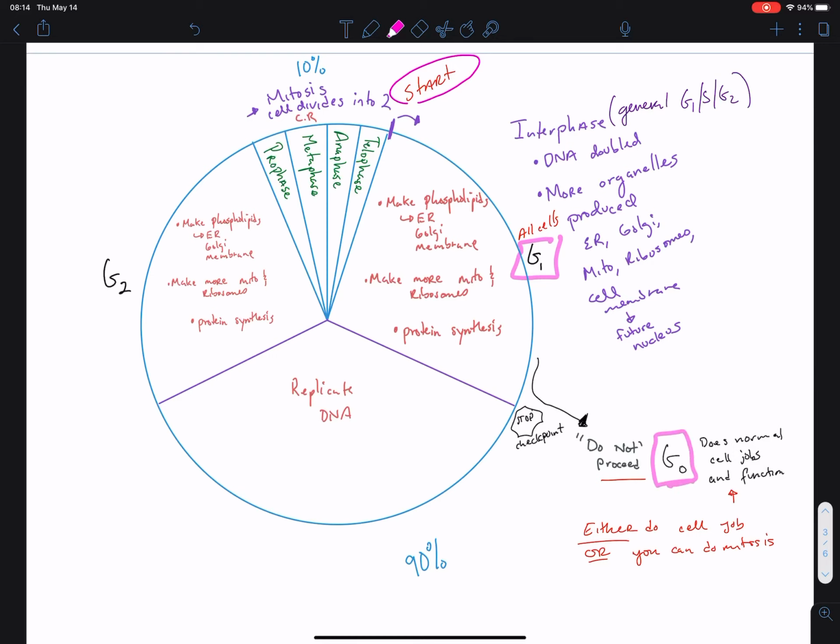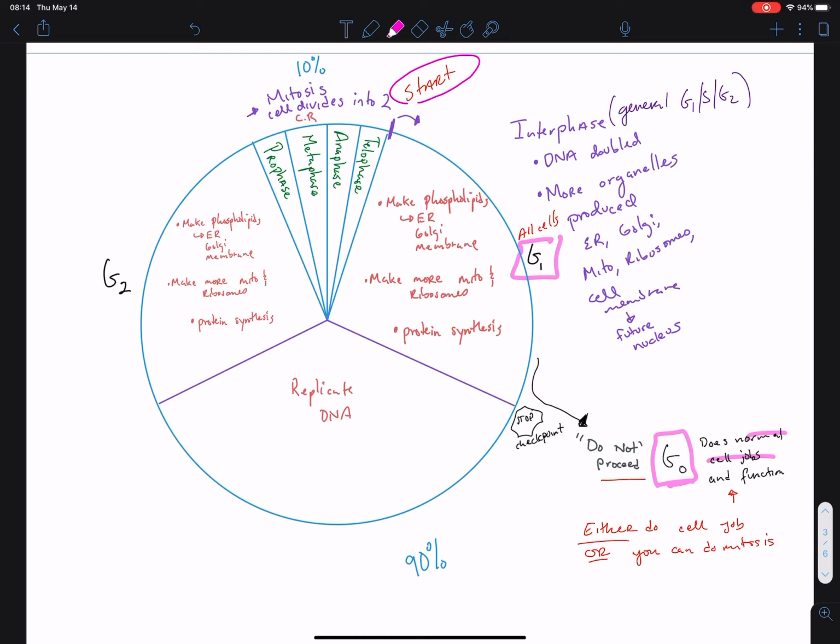Essentially it's a sign that says do not proceed. It doesn't mean you're faulty necessarily. It just means that you are not going to undergo mitosis, at least not at this moment. All your cells in G0 are doing their normal cell jobs. I wanted to really highlight this concept that you're either doing your normal cell job or you're doing mitosis. You don't get to do both. That's why we have so many cells in this G0 stage, because we need the majority of our cells not to be growing. We need the majority of our cells to be functioning and doing the things they need to do to accomplish the tasks of life.